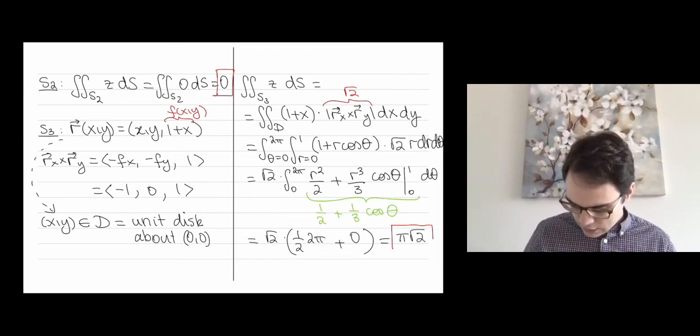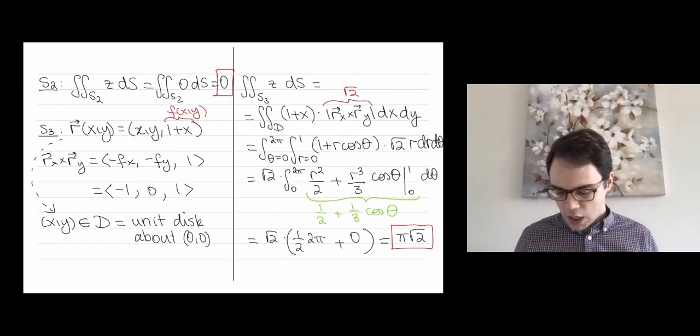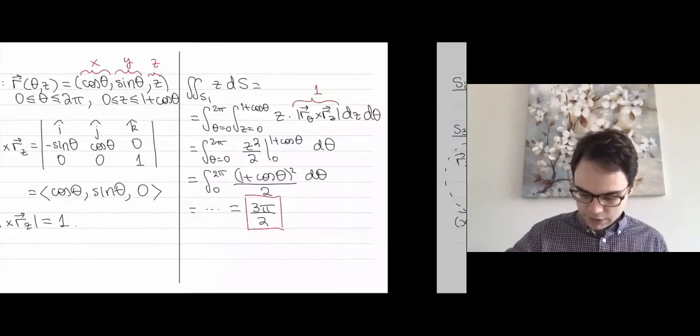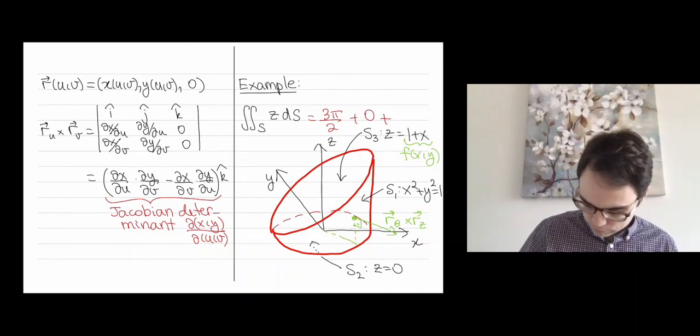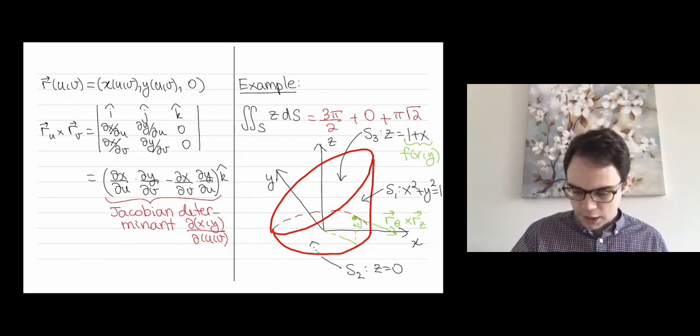So this is the integral of z over the top piece. This is the last part: pi times root 2.